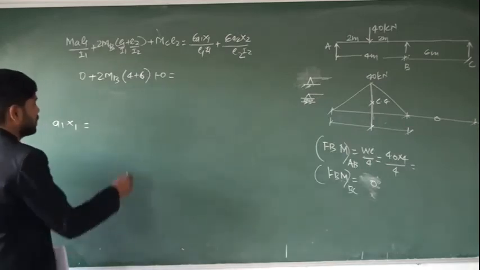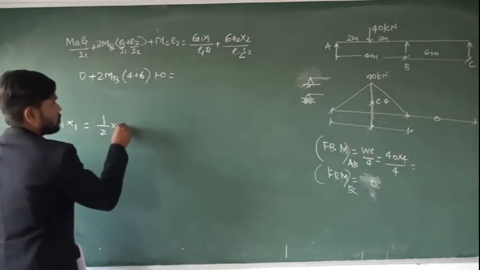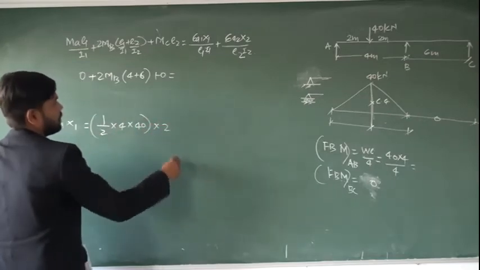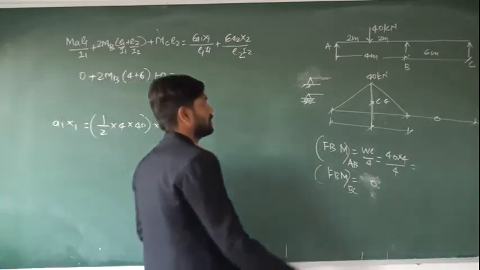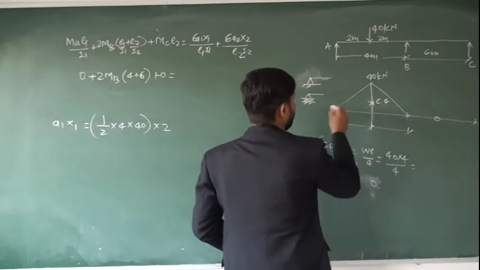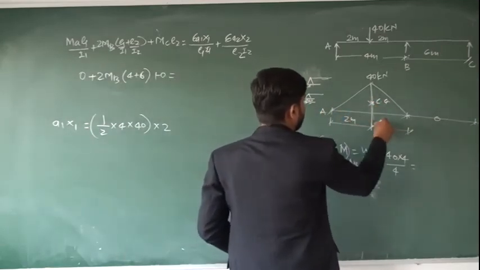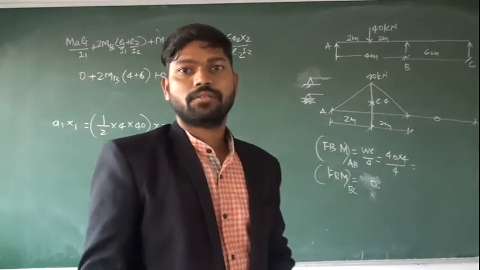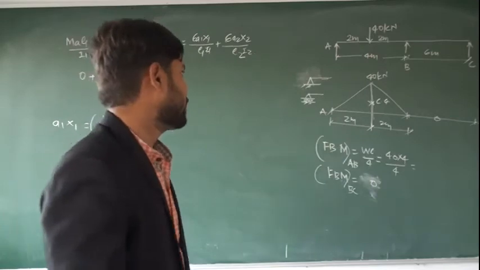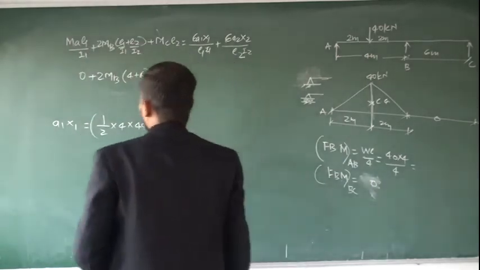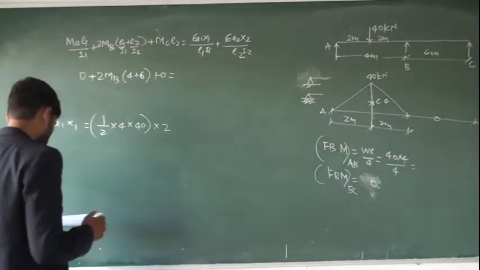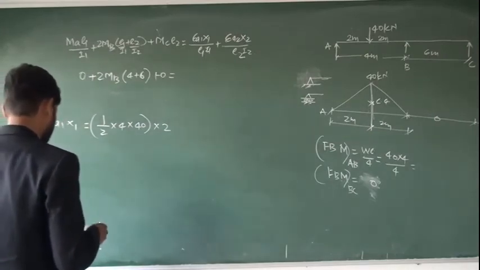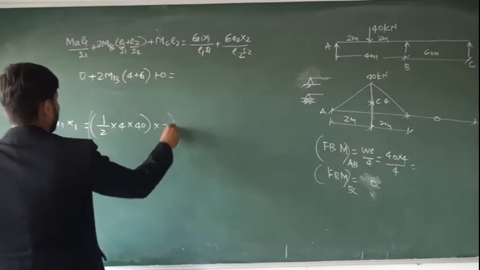a1 is 1/2 times base 4 meter times height 4. What is x1? x1 is the CG from A. This is a symmetrical triangle, so its CG will be at the center, 2 meter from A. So multiplied by 2. So we have the value of a1 x1.